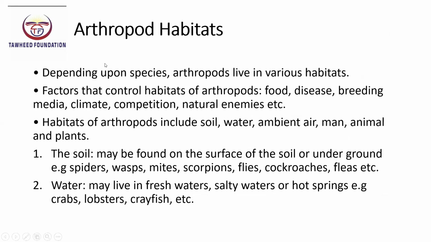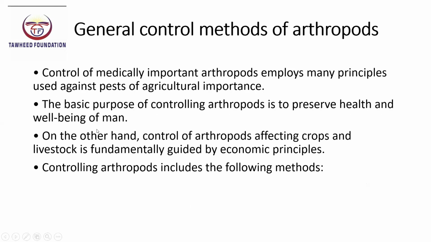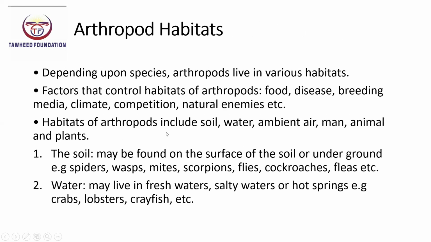Arthropod habitats. Arthropods inhabit diverse environments influenced by factors like food availability, breeding media, climate, competition, and natural enemies. Habitats include soil, water, ambient air, humans and animals, and plants. Depending upon species, arthropods live in various habitats. Factors that control habitats of arthropods include food, disease, breeding media, climate, competition, natural enemies, etc.